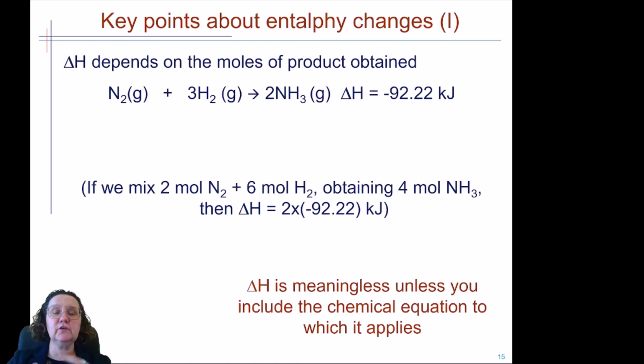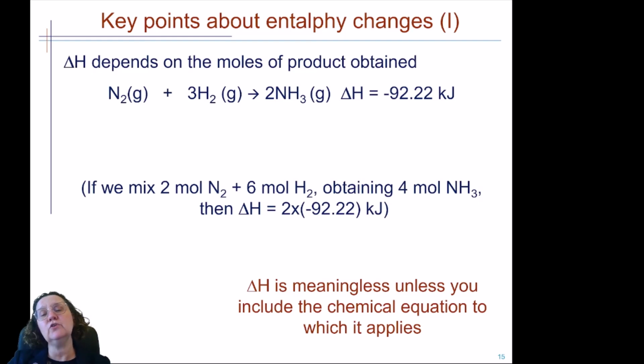If instead of making 2 moles of ammonia, we made 4 moles of ammonia, then we would get double that amount of kilojoules. If we only produce 1 mole of ammonia, we would only get half of that enthalpy change. So the enthalpy change of a reaction is meaningless unless you include the chemical equation to which it applies.